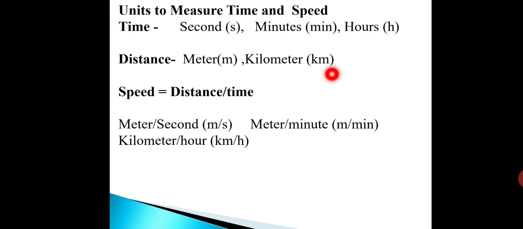Now I'll tell you how you find the units of a particular term. Suppose I have taken speed here. You know the formula of speed is distance upon time. Now distance can be in meters, and time can be in seconds, so you can write meter per second. Another one: distance can be in meters and time in minutes, so you can write meters per minute. In the third one, distance can be in kilometers and time in hours, so you can write kilometer per hour. This is how we derive these units from the major terms.